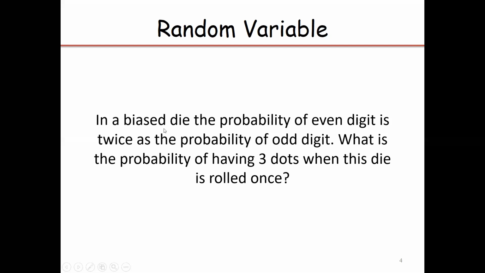Over this slide, you can see a problem. The die is biased, and the probability of an even digit is twice the probability of an odd digit. Can anyone of you tell me the probability of having 3 dots when this die is rolled?